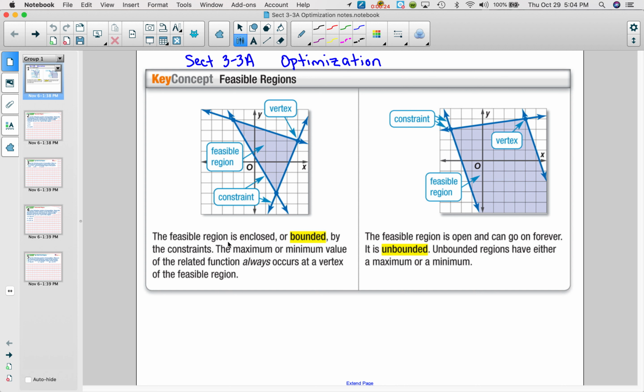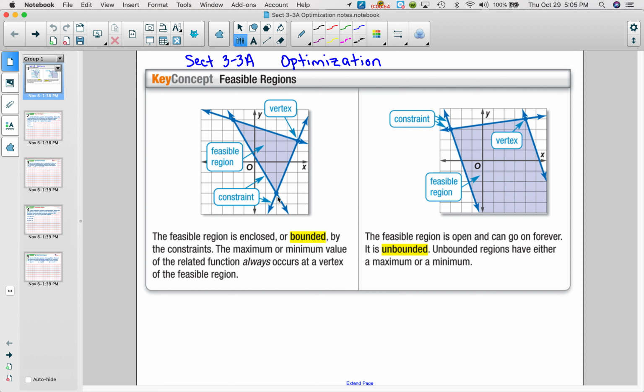The feasible region is enclosed or bounded by the constraints. So the lines that we graph are called the constraints. We refer to them sometimes as boundary lines, but those are the constraints, and the region enclosed is the bounded area. And so then this is called the feasible region. The maximum or minimum value of a related function always will occur at a vertex of the feasible region.